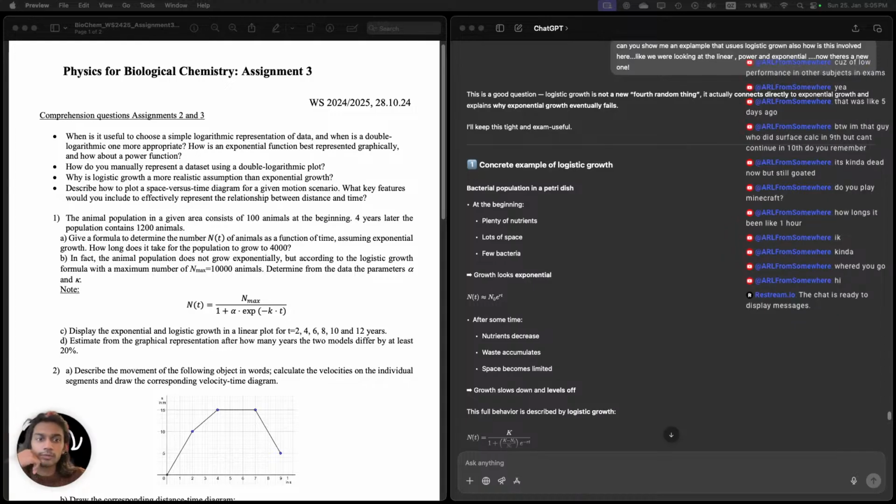Because of low performance in other subjects in the exam. Uh-huh. What were the other subjects, if you don't mind? Is it math, physics, or also surface calc? I'm pretty curious about that. What is this surface calc? Is it surface level calculus? Or is surface calc something else?